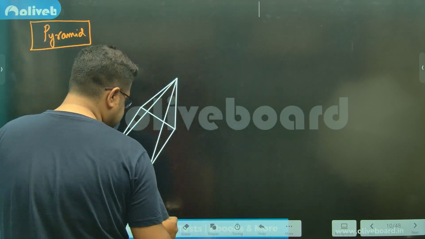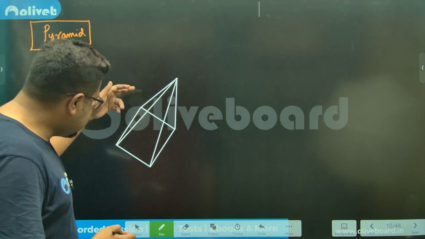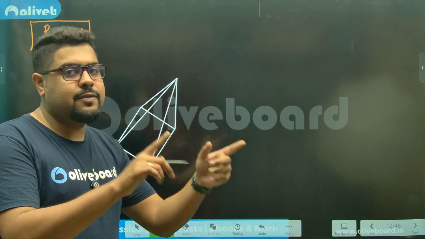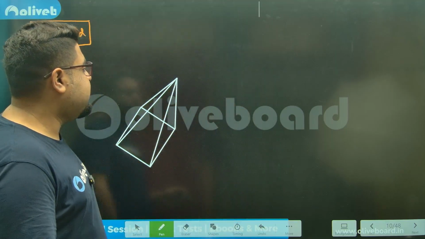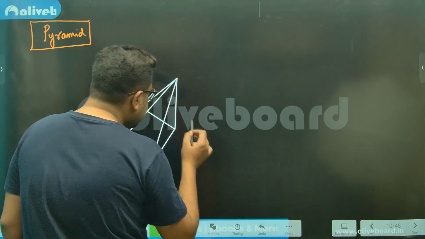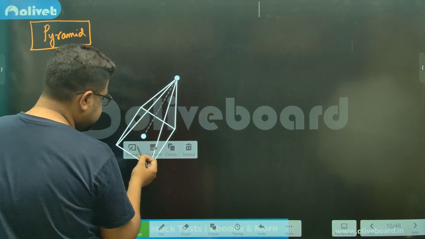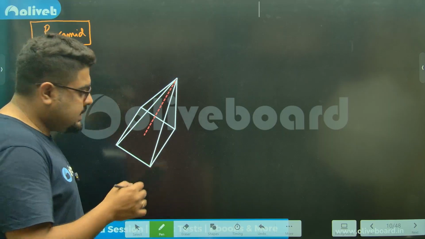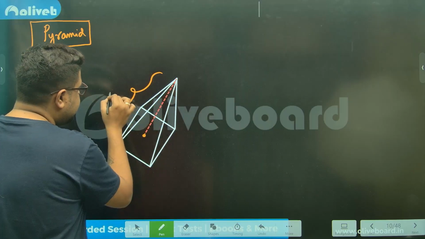Now please understand there are a few things which we need to understand. This is a square. If the base changes, everything will change, but the square pyramid is the most common one. Pyramid will have one height. The height will look something like this. This is how the height looks. This we call the height of the pyramid.